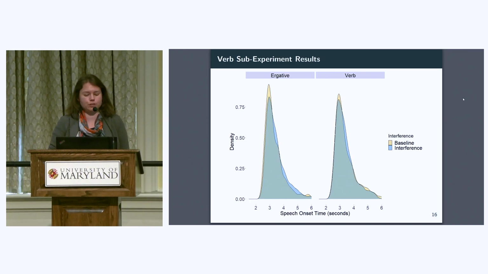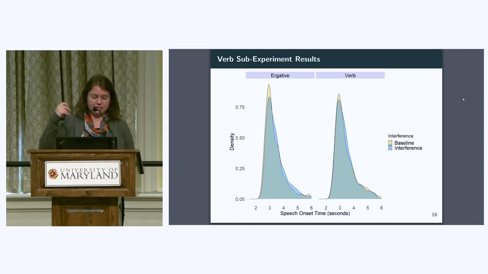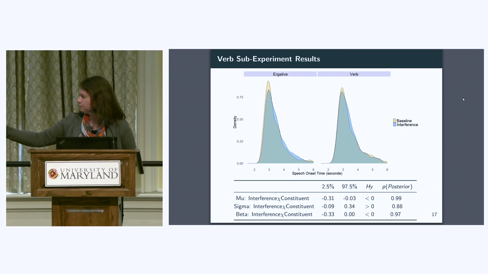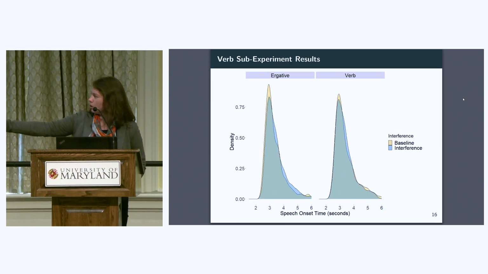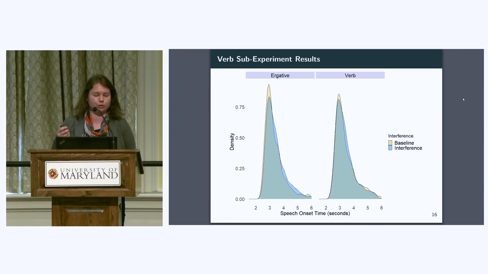Okay, so here are our results from the verb sub-experiment. And just to orient you, along the x-axis, we've got our speech onset time in seconds, and along the y, we've got density. So basically the fact that there's this spike in density early on is telling us that we have an average speech onset time somewhere around 3 to 3.5 seconds.